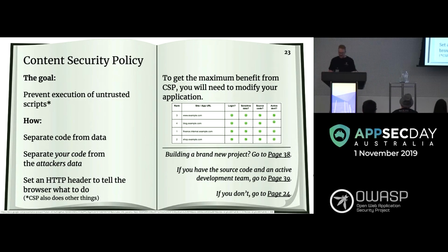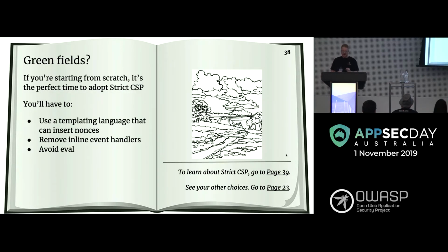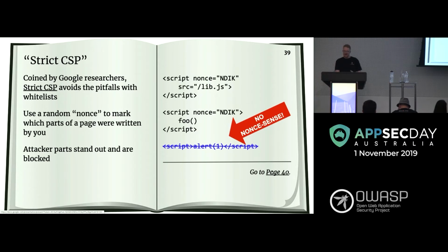So if you're building a brand new project, it's the perfect time to adopt strict CSP. You'll have to use a different templating engine that can insert nonces. We'll talk about that. You have to not use inline event handlers and avoid using eval. But if it's a greenfields project, you might be able to convince people to do this. And JavaScript developers like making things harder anyway, so they'll take an on-click handler and turn it into a 30-line JavaScript snippet. So let's go find out about strict CSP.